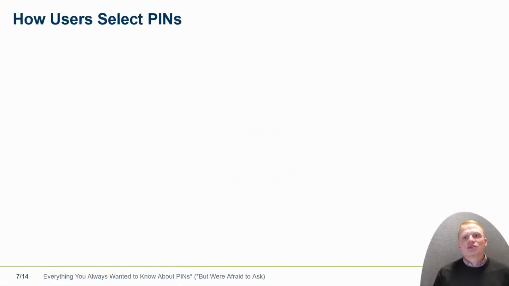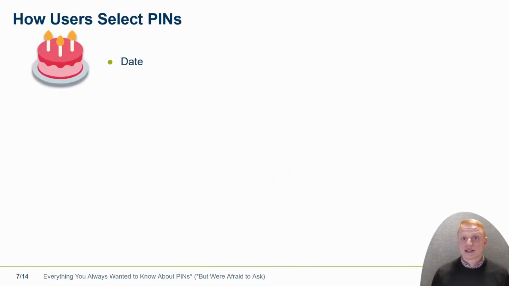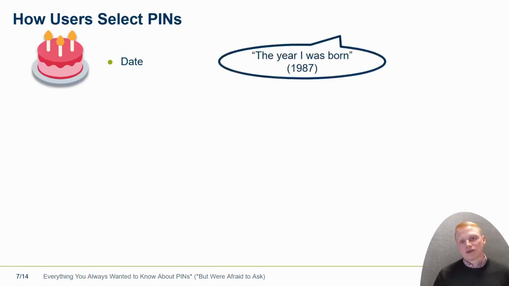Now, you may ask, how do users select pins in more detail? I just said that dates are something that users base their pins on, and we also saw that in our study. So in our study, we asked participants to create pins, 4 and 6-digit pins, and we also asked them about the exact strategies that they had. And one of our participants, for example, said, well, I just based it on the year I was born, and the pin was 1987, probably the birth year of this very participant.